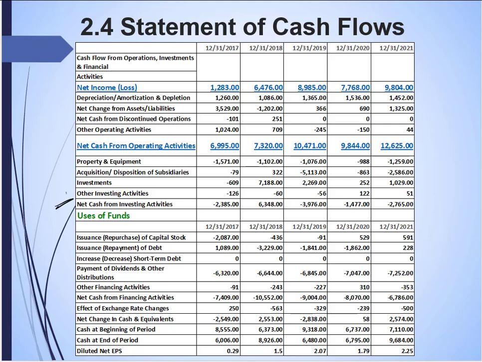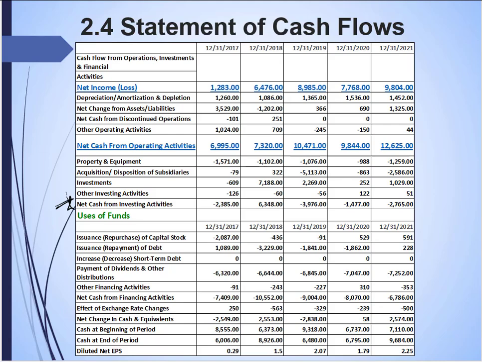Here's the net cash from investing. And you can see that there's a negative number. There's a positive number. Something must have happened there, that we had a positive inflow. So here it is, investments. We must have sold some investments.